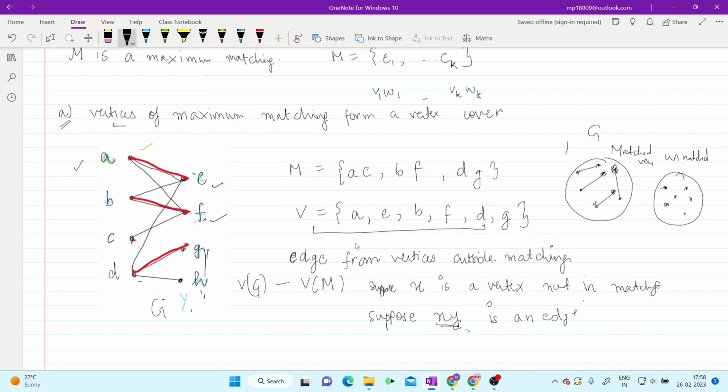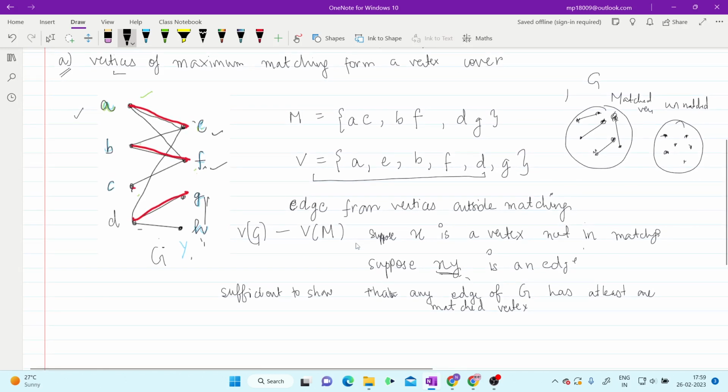To show that the vertices of a maximum matching form a vertex cover, it is sufficient to show that any edge of G has at least one matched vertex, because that is the definition of a vertex cover. We want to show that matched vertices form a vertex cover, so if we pick any edge in graph G, it should have at least one matched vertex. Is it clear? Yes, ma'am. So now suppose not. Suppose we have an edge E.